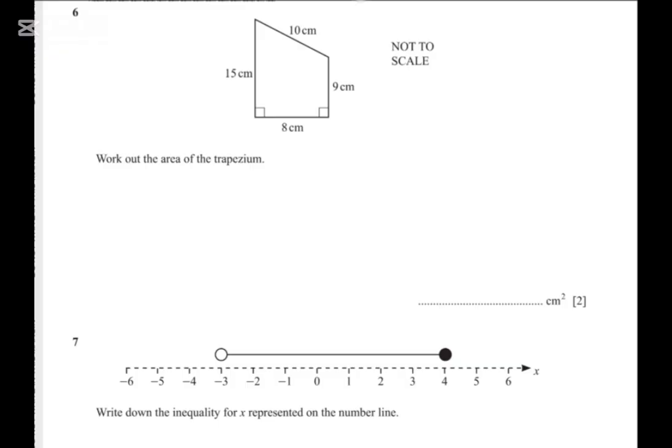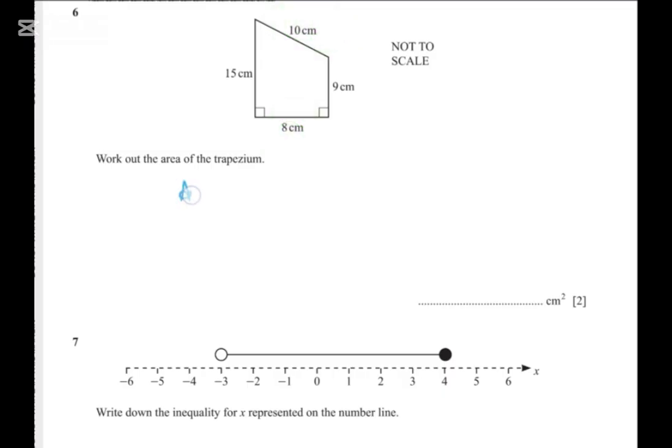Question number 6. Work out the area of the trapezium. Need to find the area of the trapezium here. We are given two parallel sides. Because a 90-degree angle is given, that means these two are parallel sides. Then the height is given. This will be the height because it is making a 90-degree angle with these two lines. So 8 will be the height. And 10 is not needed here because we only need height and parallel sides to find the area of a trapezium.